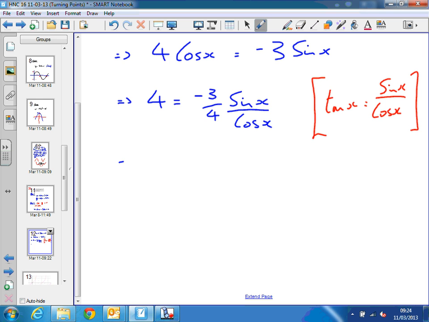So that means that 4, what am I saying? I've taken the 3 over. Yeah, equals minus 3 tan x. I was thinking about the next step. So now divide both sides by minus 3. Minus 4 over 3 equals tan x.